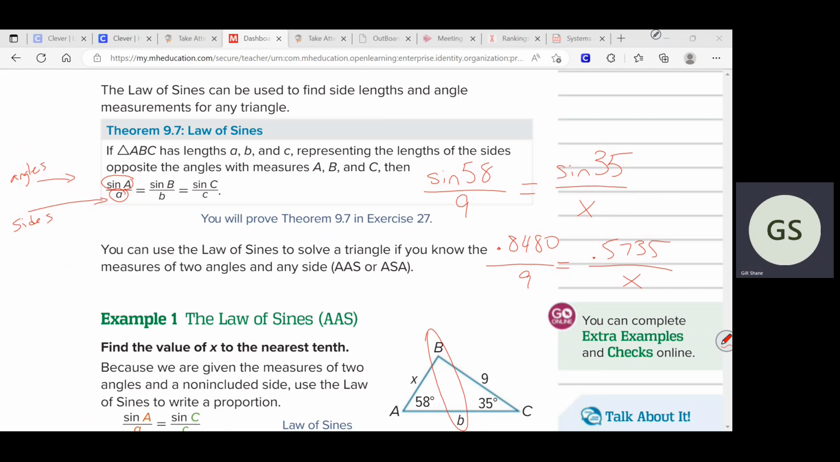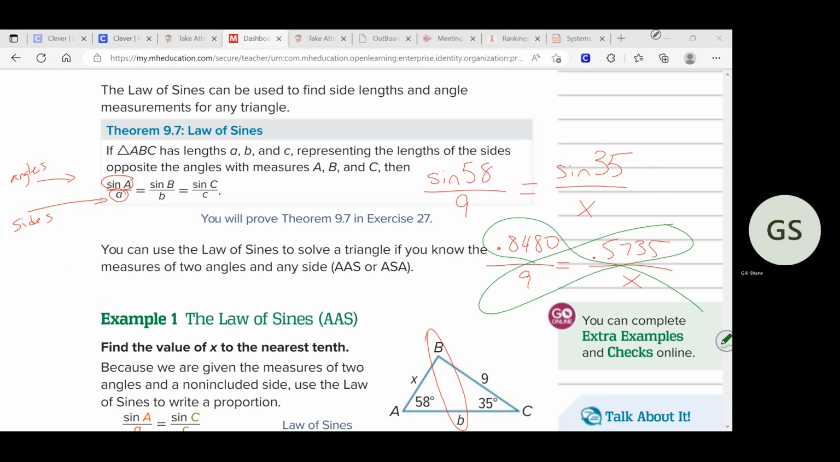Now we solve using the whole cross multiplication. The butterfly. When the X is on the bottom, I feel like it's a little bit easier. And it gives me the same.